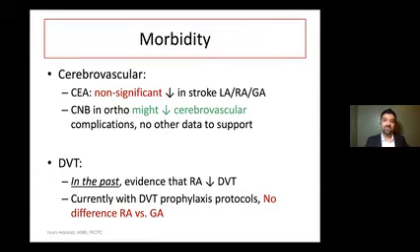Now, I always remember, during our training and how we train our residents, that regional anesthesia does reduce DVT risk, especially when we talk about joint arthroplasties. But the most recent evidence is showing that with the development of DVT prophylaxis protocols, there is no difference between regional anesthesia and general anesthesia. So not much difference in outcome here.